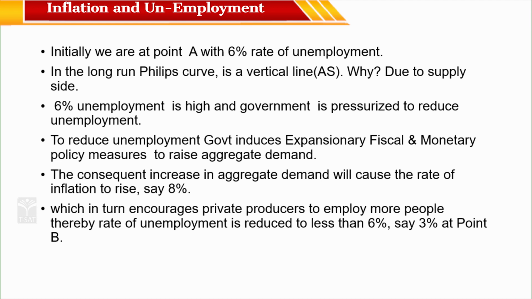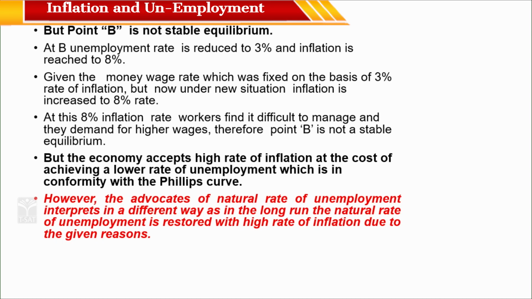And so the new equilibrium, as you could see in the figure, is at point B. But remember, that is not going to be the stable equilibrium. It is only a temporary equilibrium. The reason is that at point B, the unemployment rate is reduced to 3%, which is a positive sign, whereas inflation has reached 8%. The money wage rate was fixed on the basis of a 3% rate of inflation, but under the new situation, inflation has increased to 8%, which is a 5% addition. Workers who are already working are accustomed to 3% inflation only. At this 8% inflation rate, workers find it difficult to manage and demand higher wages. Therefore, point B is not a stable equilibrium.